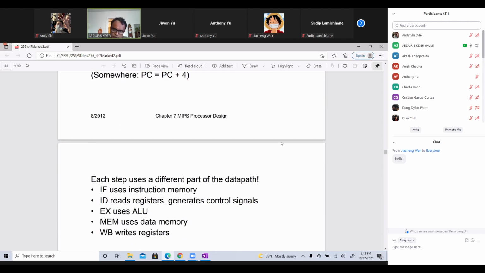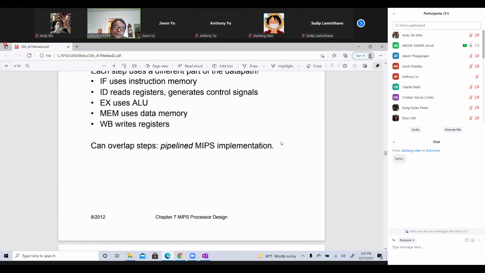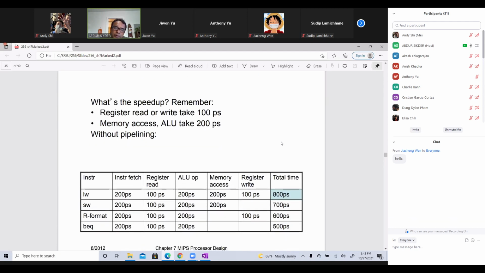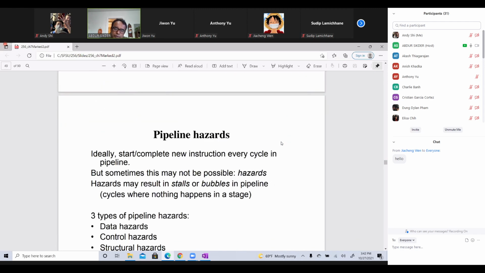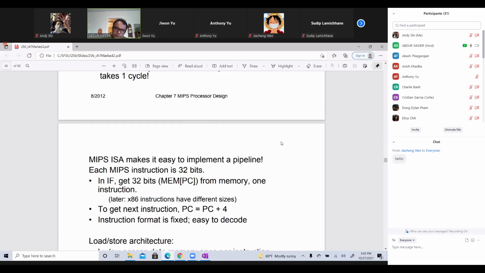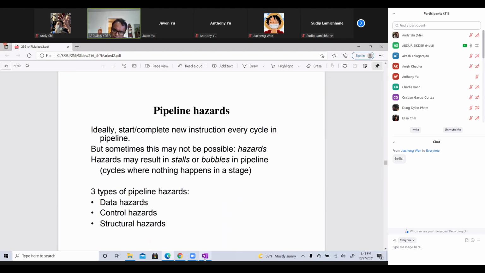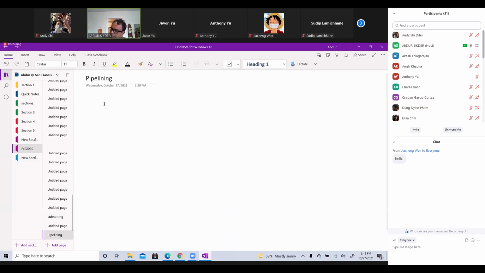Now, sometimes they use IF for instruction fetch, ID for instruction decode, and execute uses ALU, data memory uses MEM, and write back is WB. This is the short form. So now we learn the definition of pipeline. I'm going to write that definition for you. It's in the book. If you don't have the book, no excuse.